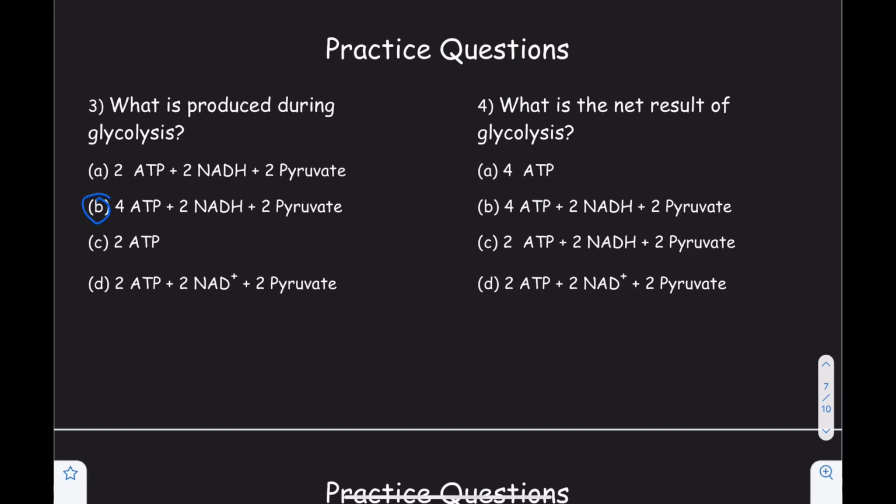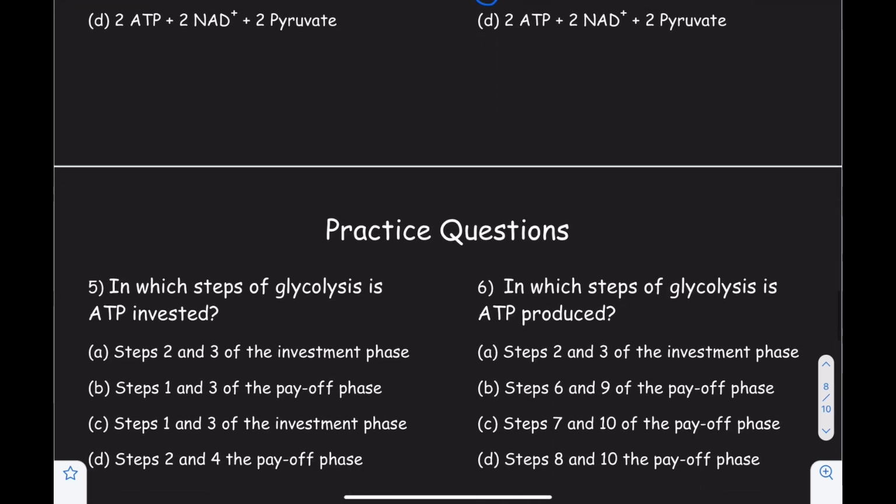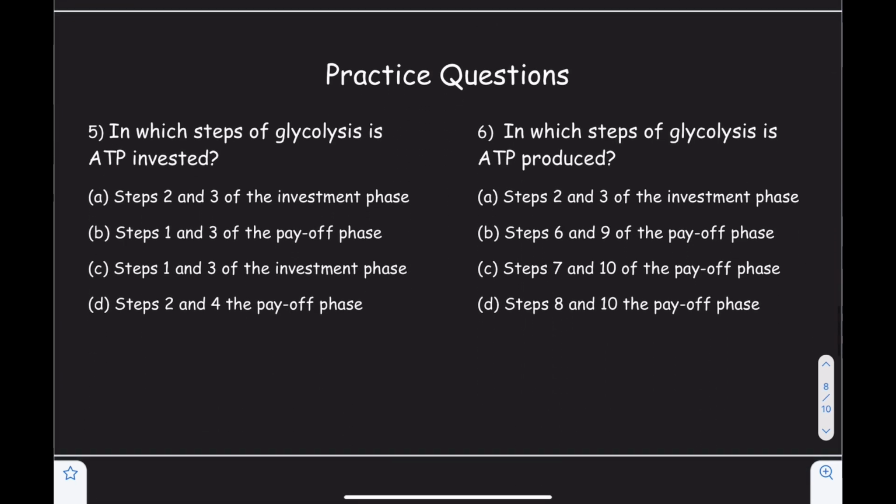What is the net result of glycolysis? C, 2 ATP molecules, 2 NADH, and 4 pyruvate. Even though 4 is produced, because 2 is invested, we really only net 2. 5. In which steps of glycolysis is ATP invested? Well, it's definitely in the investment phase, first of all. So you can cross these out. And it's 1 and 3, so it's C.